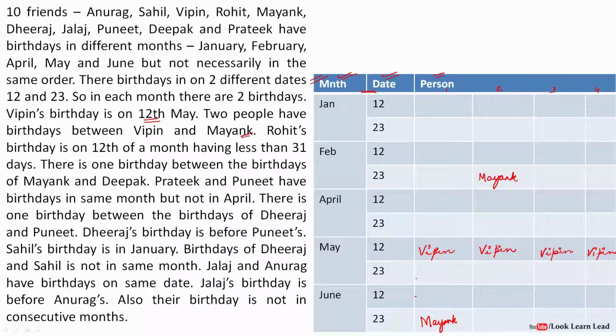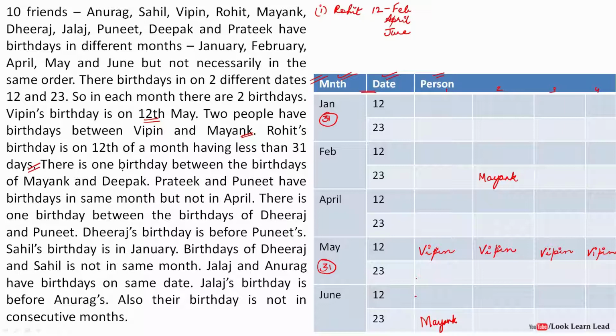Next, till here we have done Rohit's birthday. So I'll be writing it like this. Rohit's birthday is on 12th of any month, and the month should have less than 31 days. January would have 31 days. February would be less than 31, April less than 31, May we would have 31 days, and June it would be less than 31. So Rohit's birthday can be on Feb 12 or April 12 or June 12. I would be writing it like this as a hint.